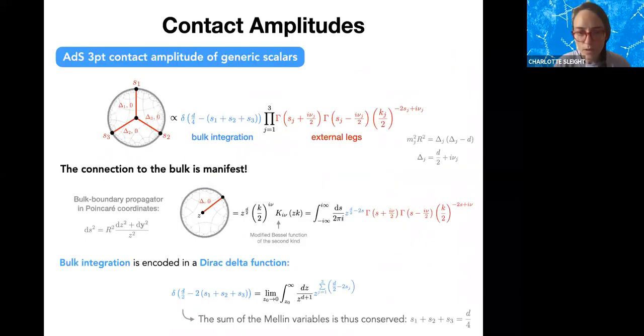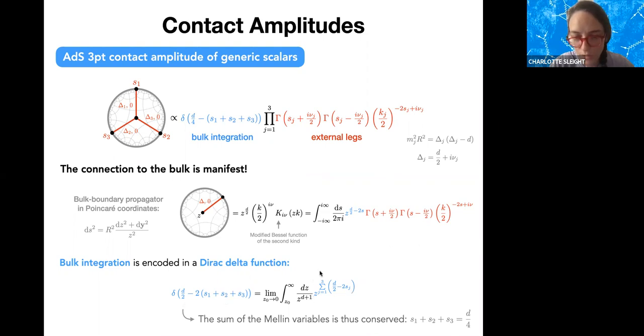Yeah, so you have your Mellin representation of your bulk boundary propagator, which is given by this guy. And so to get this diagram here, you then have to integrate over the radial coordinate Z, which is what gives you this Dirac delta function.